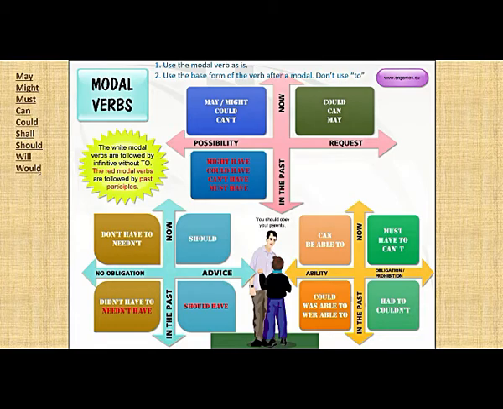And the rule for using a modal verb is easy. First, use the modal verb as is, and second, use the base form of the verb after a modal. Don't use to. For the application of modal verbs in possibility, we can use may, might, could, and can. As an example, it's snowing, so it might be very cold outside. Next example, this product might be useful for you.